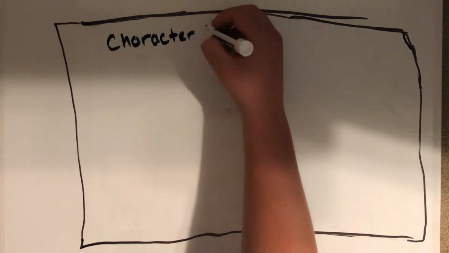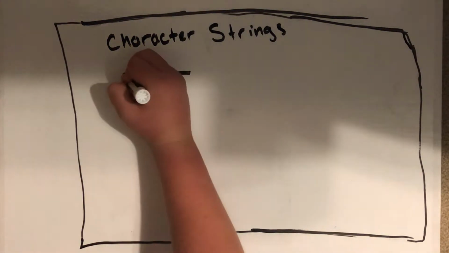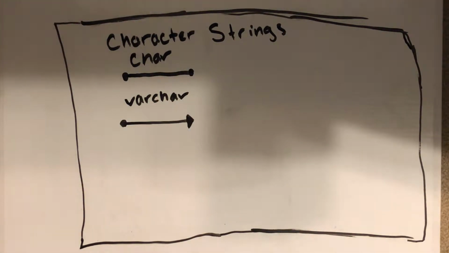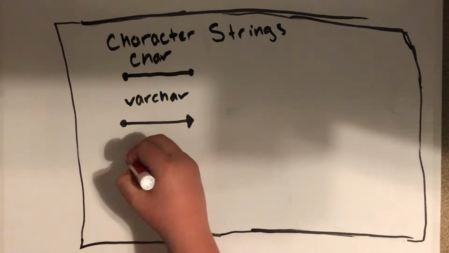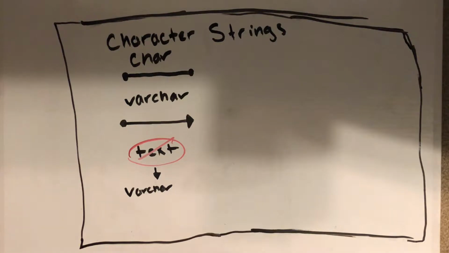The three types of character strings are char, varchar, and text. Char is a character data type with fixed length. Varchar is a character data type with variable length. And text will be removed in future SQL releases, so now it is used as varchar max instead.